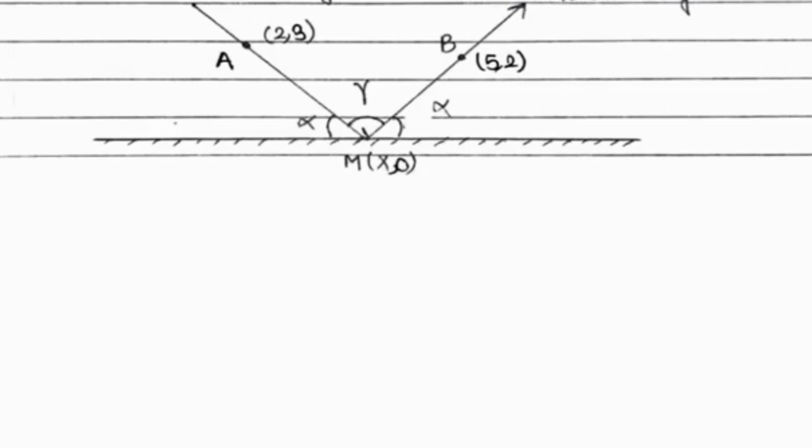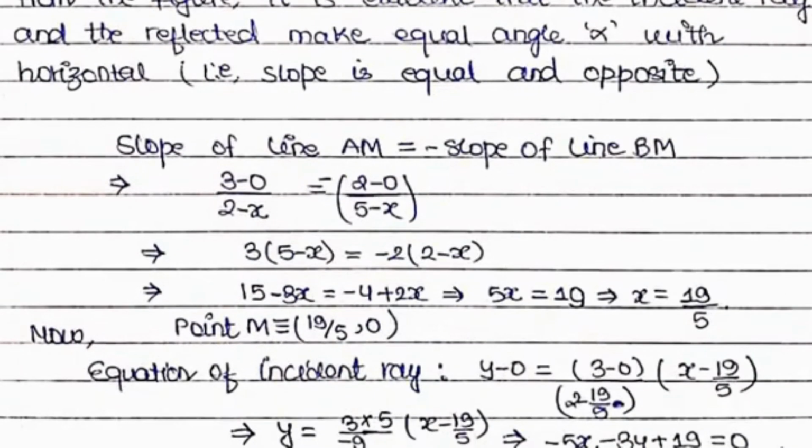Also, we are given that the incident ray makes an angle of alpha with the horizontal, and the reflected ray also makes an angle of alpha with the horizontal. So we have to predict the equation of incident and reflected ray. From the figure, it is evident that the incident ray and the reflected ray make equal angle alpha, which we saw in the figure. Now, the slope of line AM is negative of the slope of line BM. What was AM? The incident ray, and what was BM?